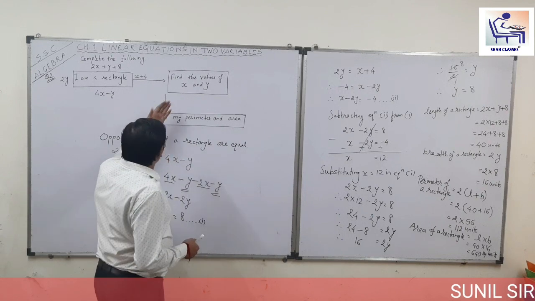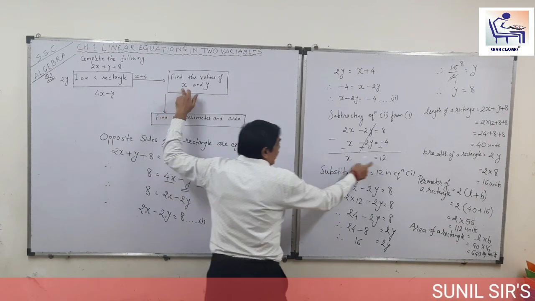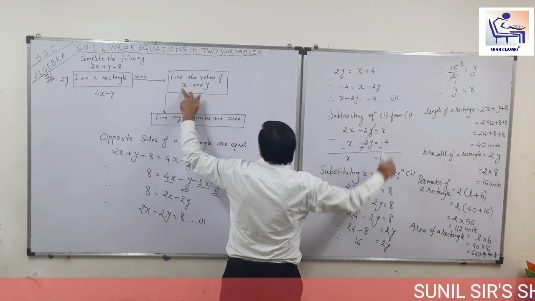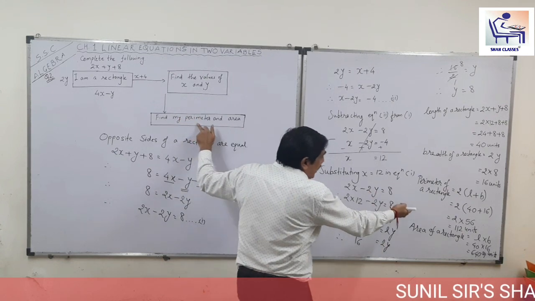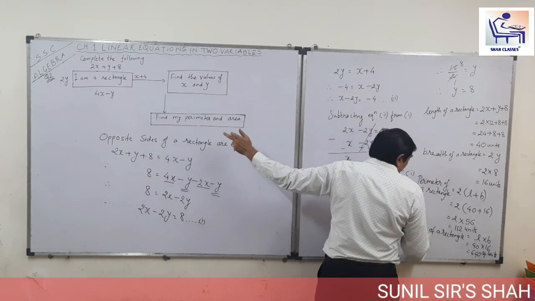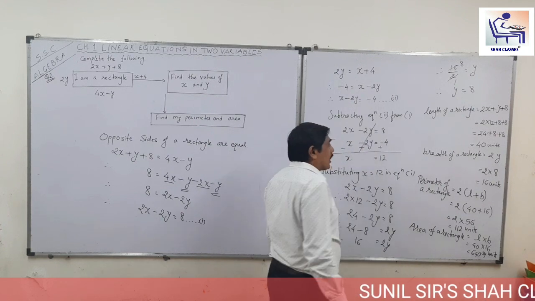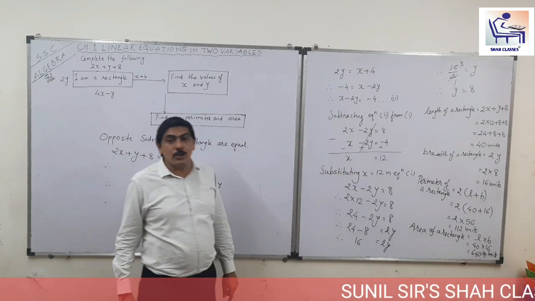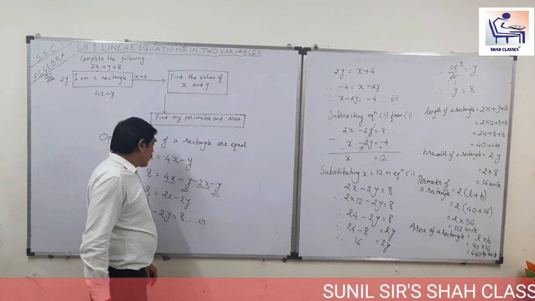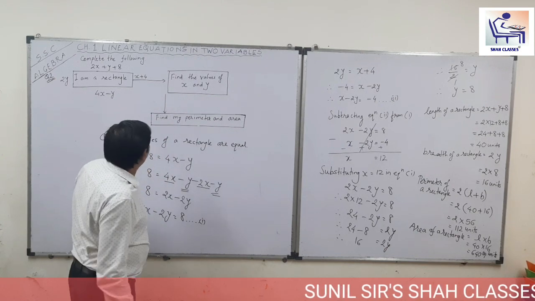First, we had to find out the value of x. x is 12, the value of y is 8, and now the perimeter of the rectangle is 112 units and the area of the rectangle is 640 square units. So just have a small recap.